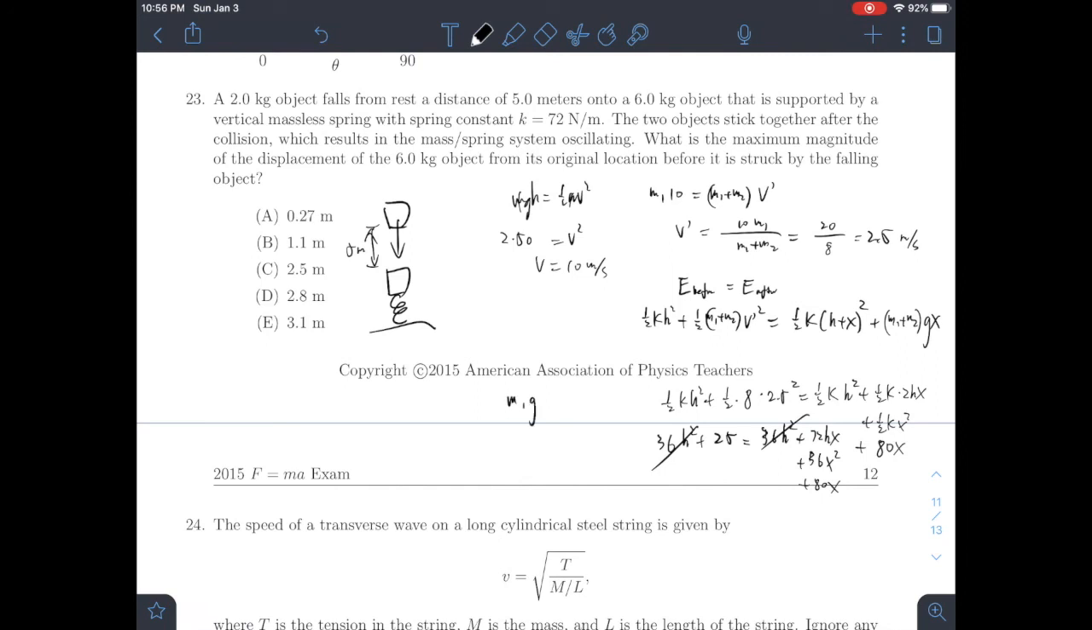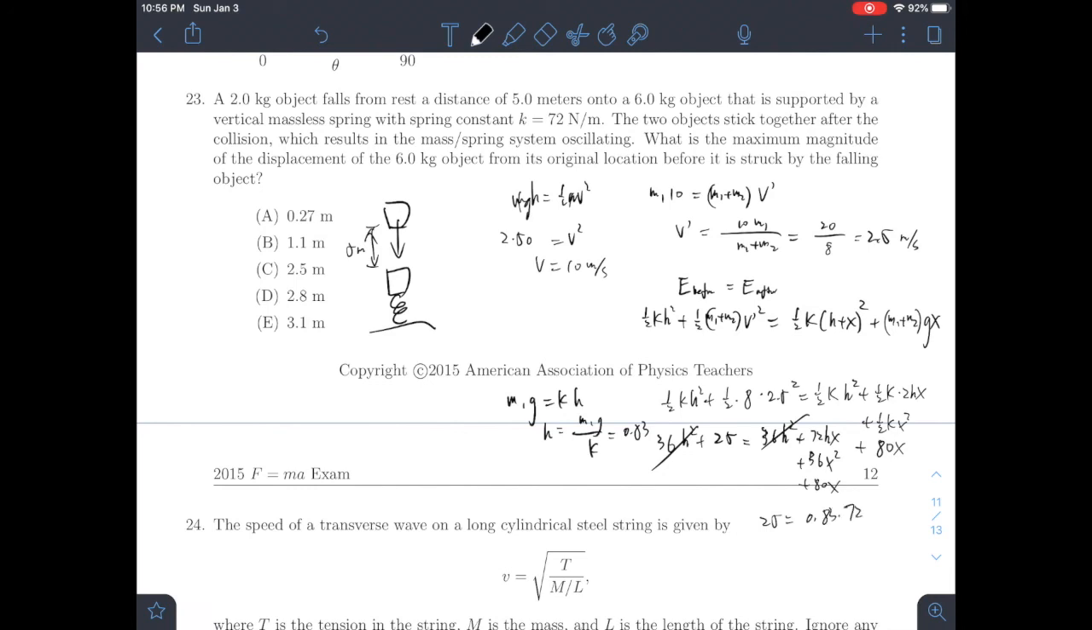Then we want to solve for x, but before that we need to know what h is. h is the original displacement of the spring by the resting block. So we can use Newton's second law: m1g is equal to kh. So h is equal to m1g over k, which, plugging into the calculator, is about 0.83.